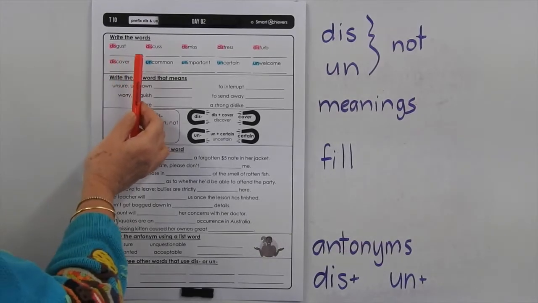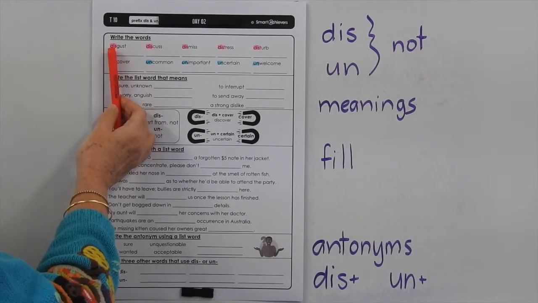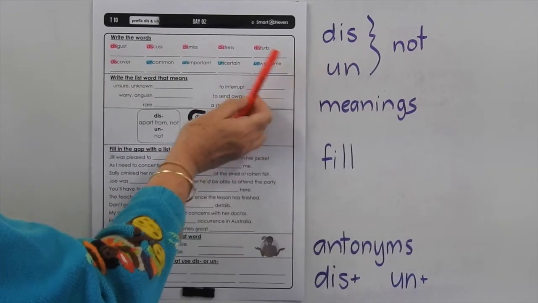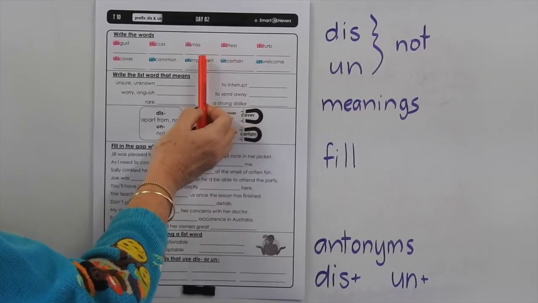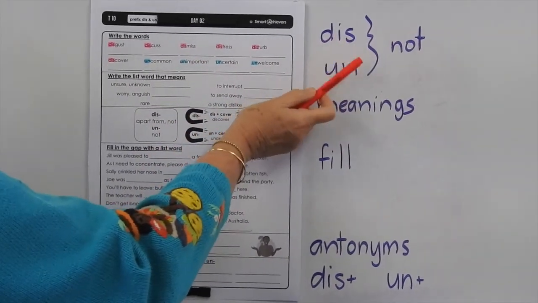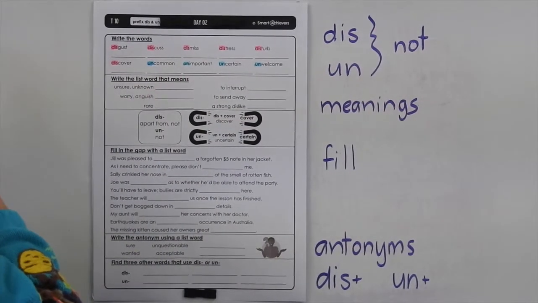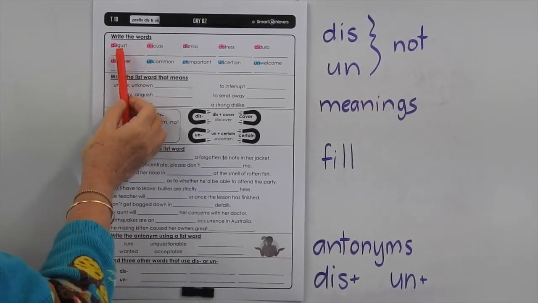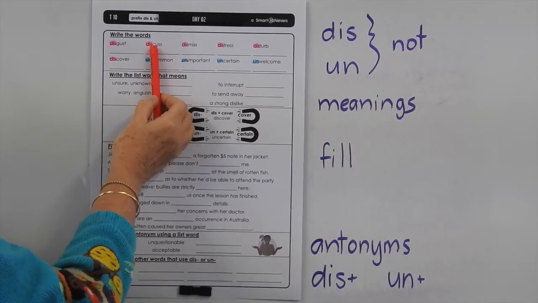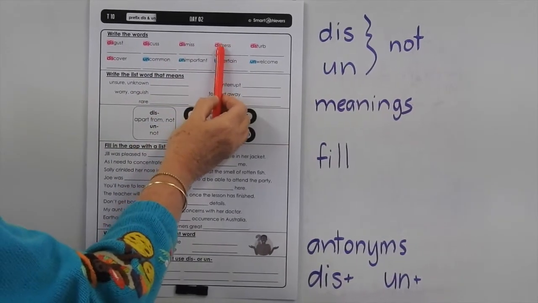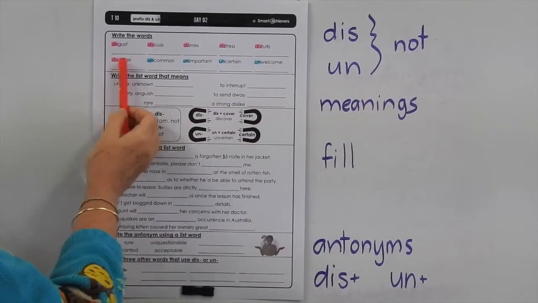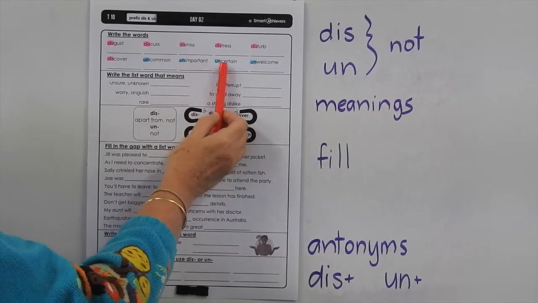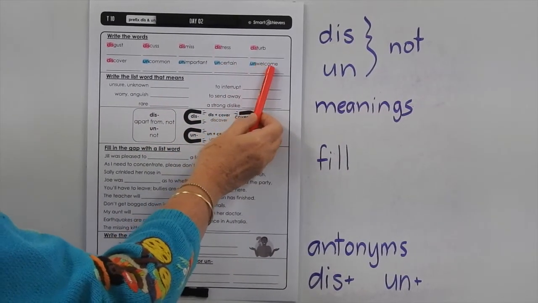In these words, we're looking at adding the prefixes dis and un to these root words or base words. So they mean not. So they're changing the meaning of that root or base word. So we've got disgust, discuss, dismiss, distress, disturb, discover, uncommon, unimportant, uncertain, and unwelcome.